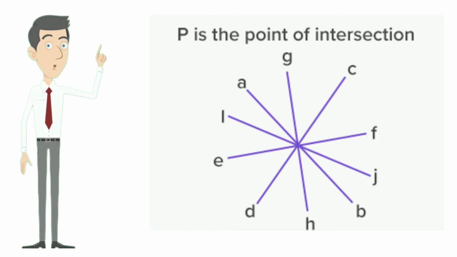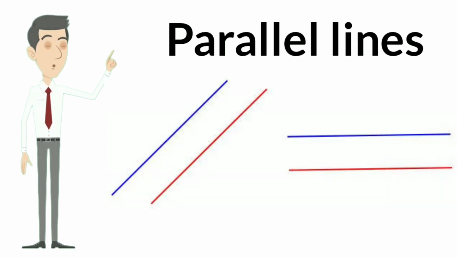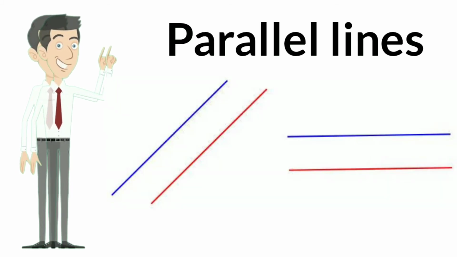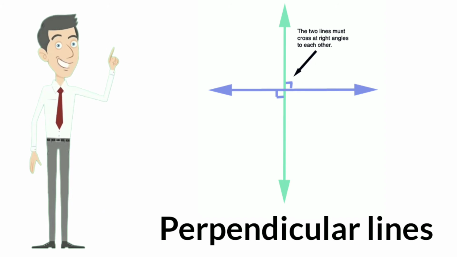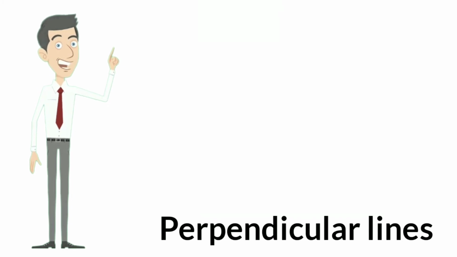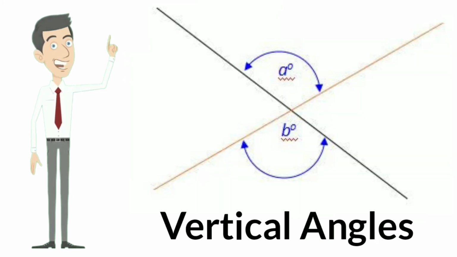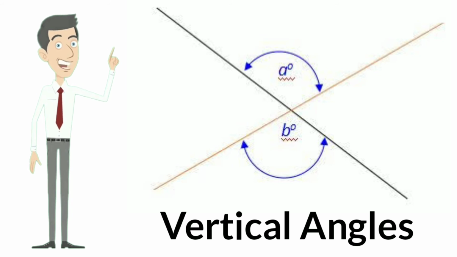Intersecting lines. Two lines that cross or intersect at a point are called intersecting lines. Parallel lines. Two lines in the same plane that do not intersect are called parallel lines. Perpendicular lines. Two lines that intersect to form right angles are called perpendicular lines. Vertical angles. Two angles with equal measure formed by two intersecting lines are vertical angles.